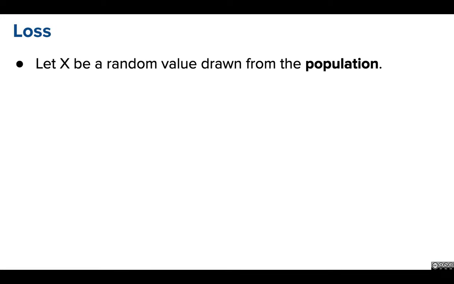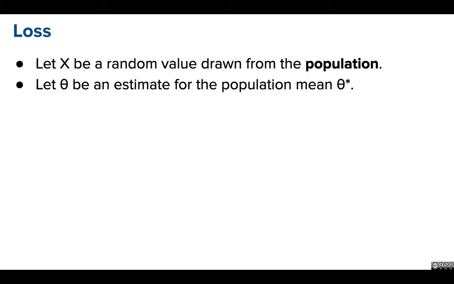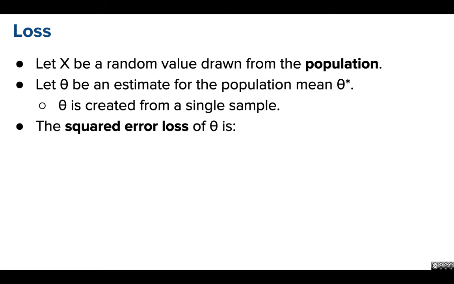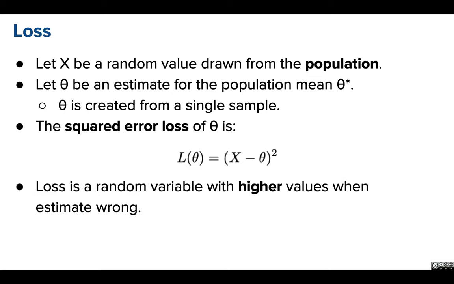So I'm going to define what we call statistical loss. If you let x be the random variable drawn from the population, and let theta be the estimate for the population mean theta star, or any population parameter really, theta star. In this case, I'm saying that theta is an estimate, not an estimator, so it's a single value. Then the squared error loss of theta is this formula here. Okay. And so it's a random variable because it involves a random variable x, and it has higher values when your estimate is wrong, right?